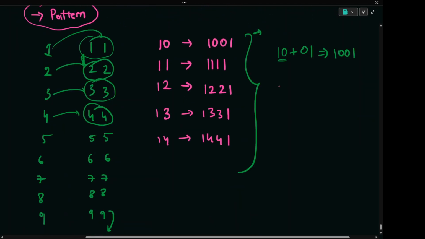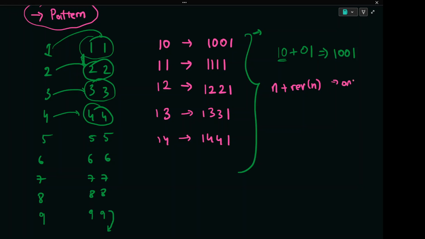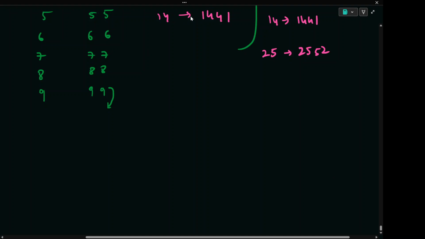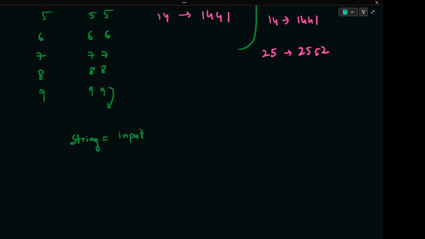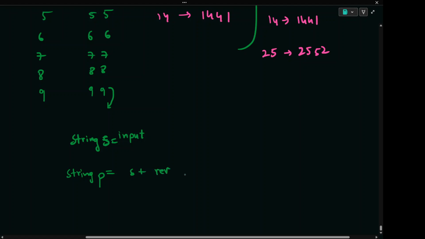The pattern says that whatever the n is given, n plus reverse of n is our answer. Let's say n is 14, the answer will be 1441. N is 25, the answer will be 2552. So the code will be very simple. First, take in the string. String is equal to something. So input the string. And then, let's say this is S, and let's say this is P, S plus reverse of S is the answer.